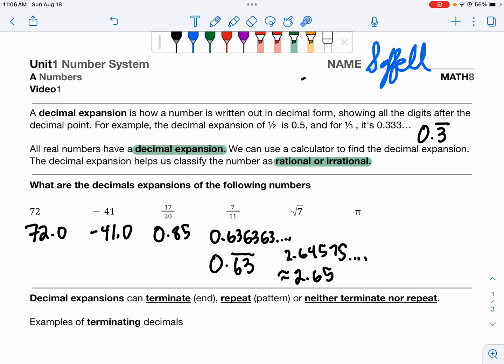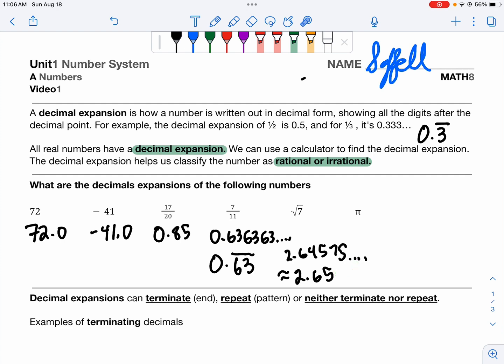Here, this 0.63 repeating, that's an exact value. We know exactly what that is. This little about sign means we have rounded this number. It does not mean that the decimal terminates. We're going to talk about that in a little bit. The decimal goes on forever, but then we can round that to approximate the value of the square root of 7.